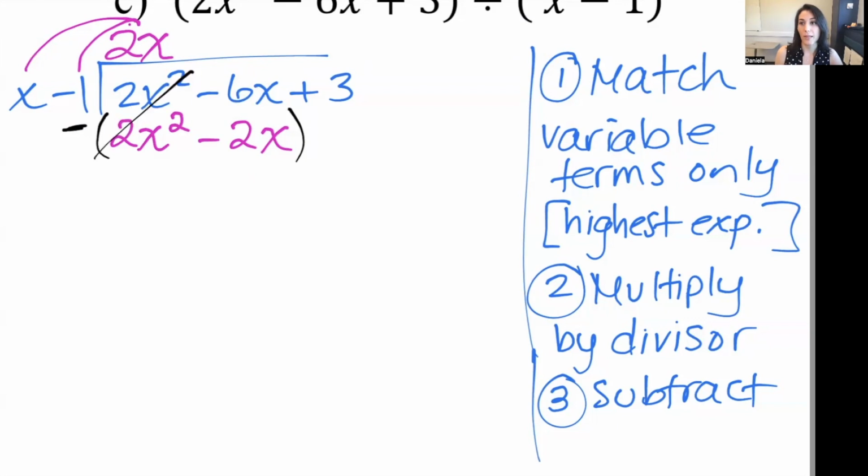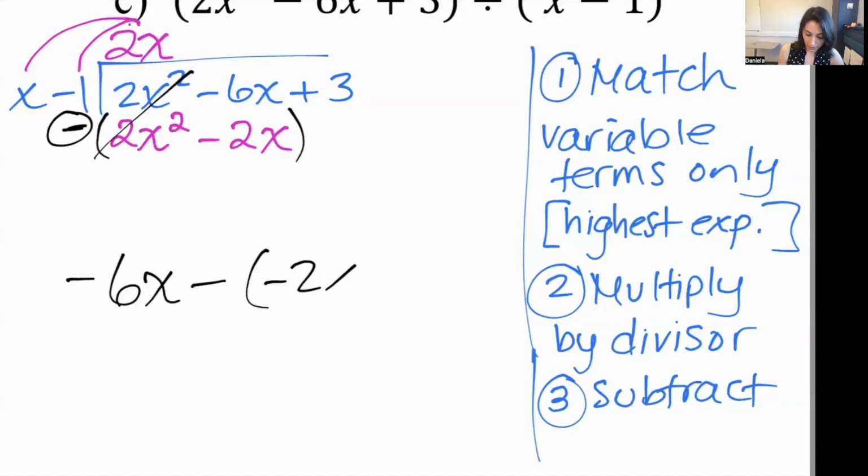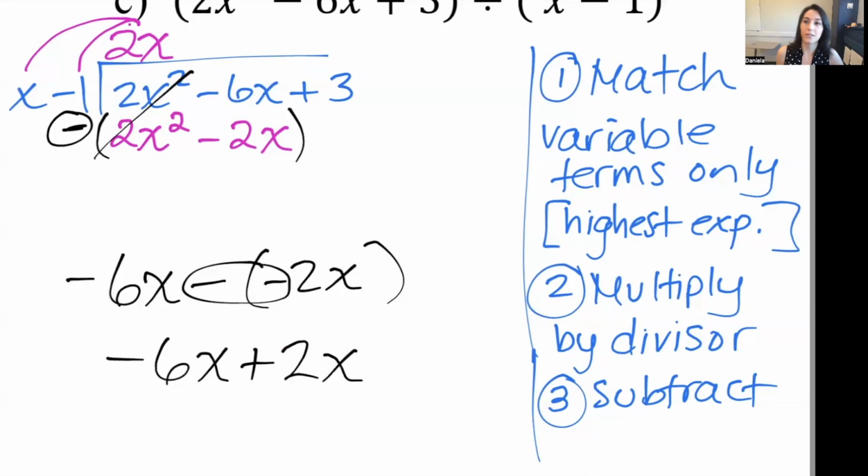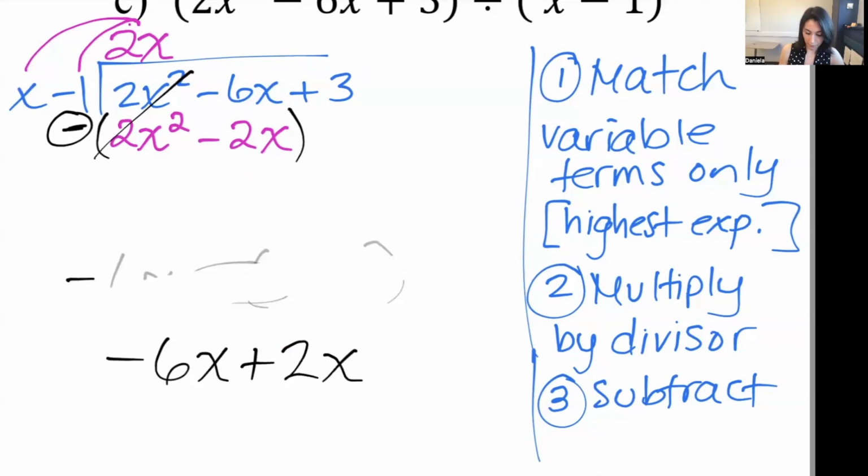Now, technically there's a subtraction here, right? So people accidentally do -6x minus 2x, which is a -8x, right? That is actually saying -6x minus the -2x. So whenever you have two minuses next to each other, it actually turns into a plus. So you should actually be looking to do -6x plus 2x. That is going to be a -4x.